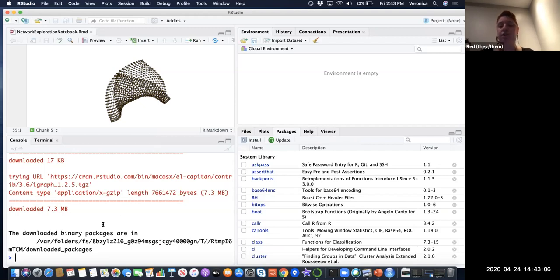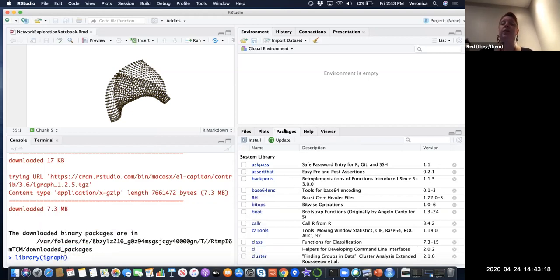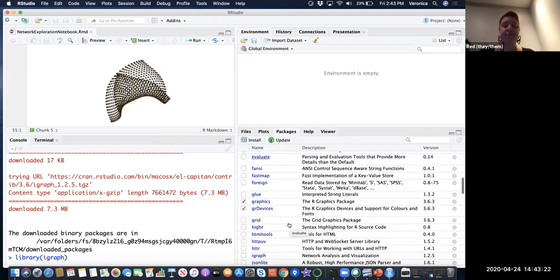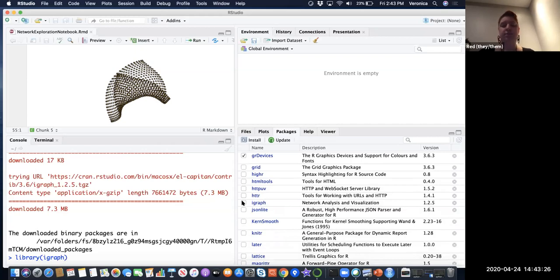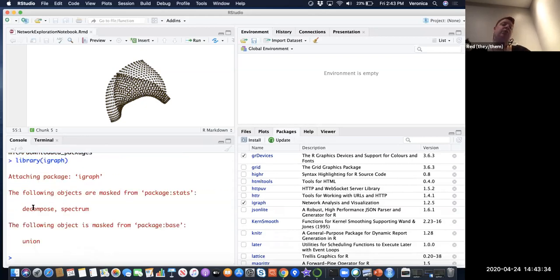Okay, so now that we've installed iGraph, the way that we want to load iGraph is to use the library command. We can either use the library command or go to our packages tab, look for iGraph in the list of packages, and click the little checkbox. This will do exactly the same thing. Now when you load iGraph, you can see that a couple of things are masked from our base packages in R: the decompose and spectrum commands in the stats package, and the union command in the base package. The union command in the iGraph package will union two different graphs together if we want to add them together, whereas the original union command was for data frames.